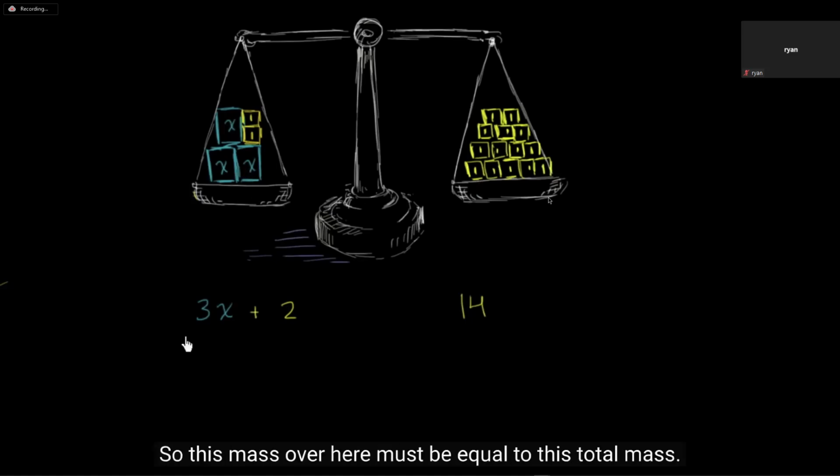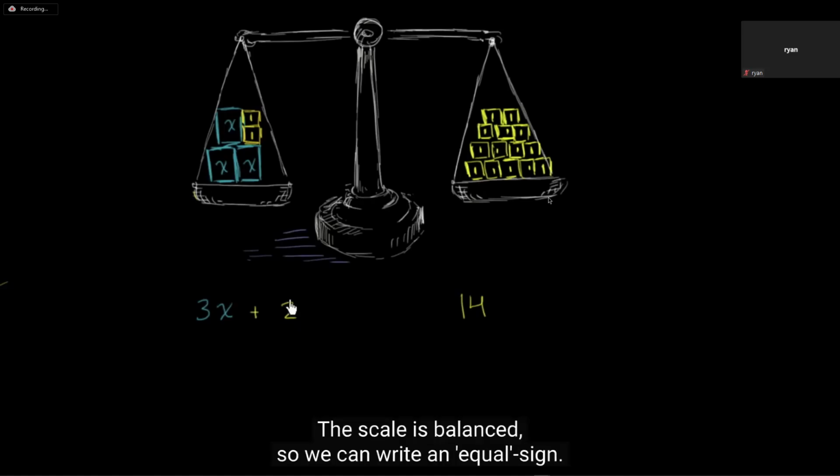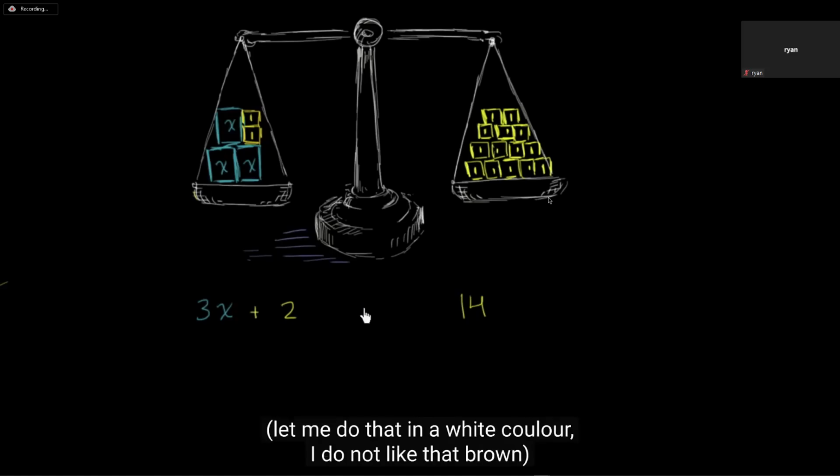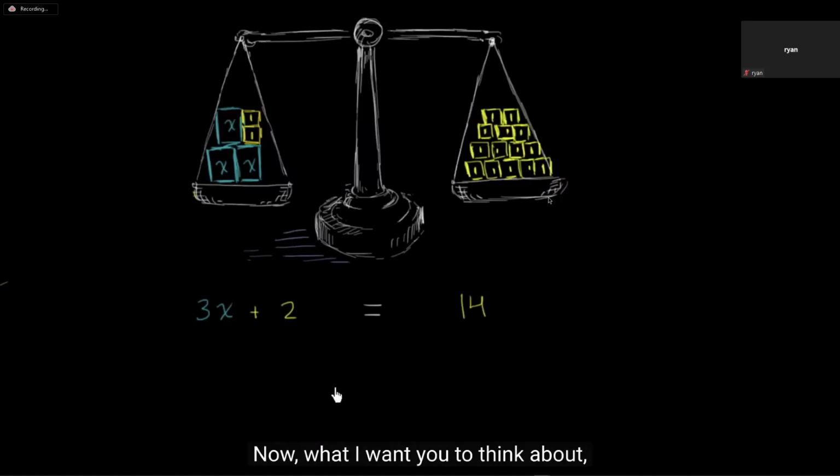So this total mass right over here must be equal to this total mass. The scale is balanced. So we can write an equal sign. Let me do that in that white color. I don't like that brown. We can do it in that white color.